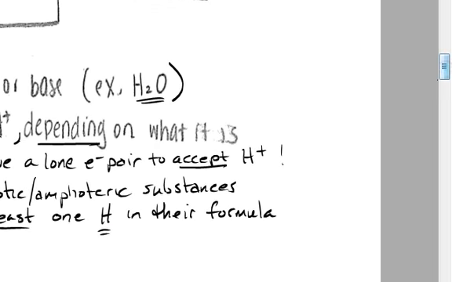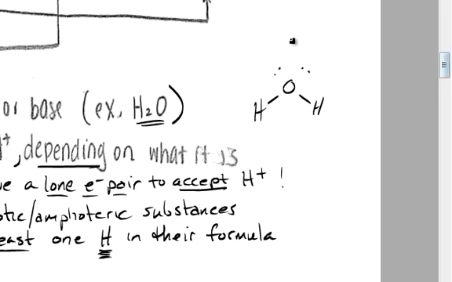At the very least, any amphiprotic or amphoteric substance must be able to donate an H+, so it has to have at least an H in the formula, and in order to accept an H+, H+ would be repelled by a nucleus, but it's attracted to a lone pair of electrons, so amphiprotic substances must have at least one lone electron pair. In the case of water, water has two lone electron pairs by the oxygen atom. Let's do one last example from scratch, just identifying the Bronsted acid-base conjugate pairs in a reaction.